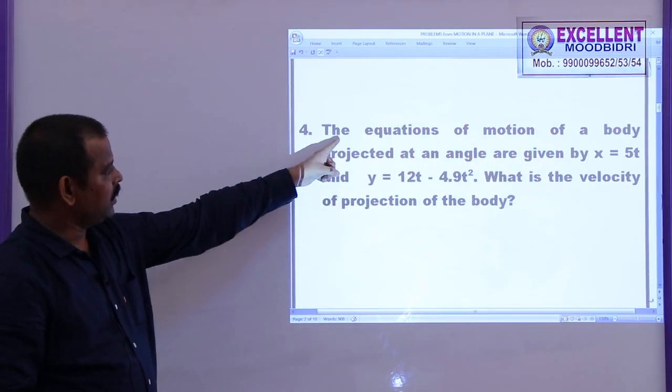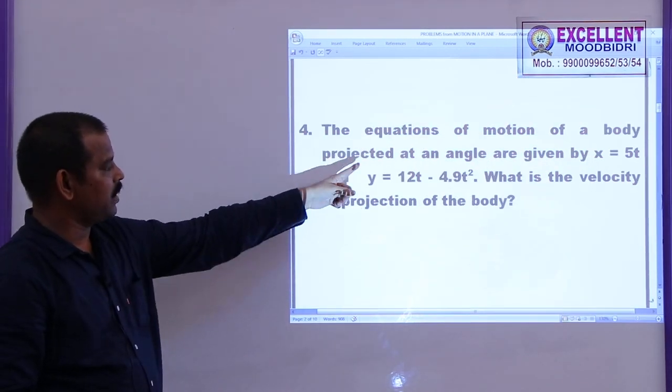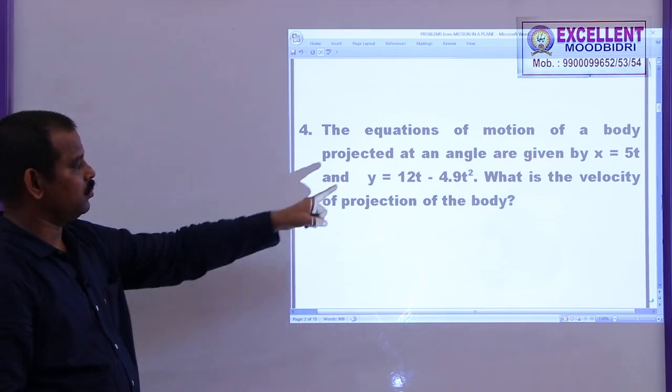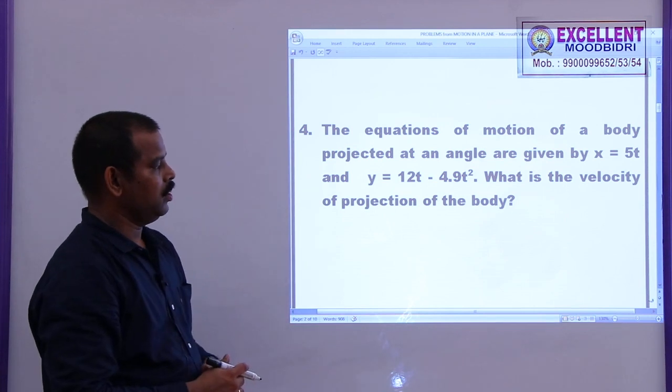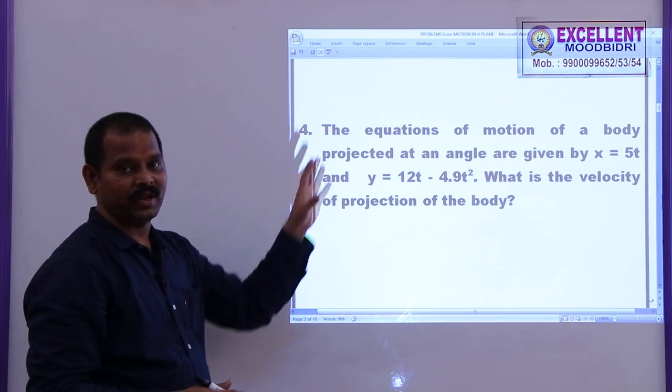Fourth one: the equations of motion of a body projected at an angle are given by x is equal to 5t and y is equal to 12t minus 4.9 t square. What is the velocity of projection? That is, the initial velocity of projection.